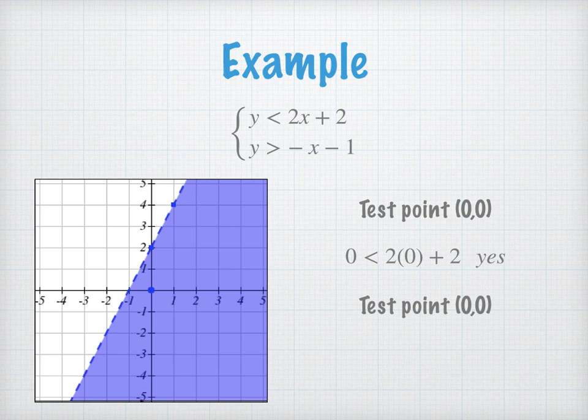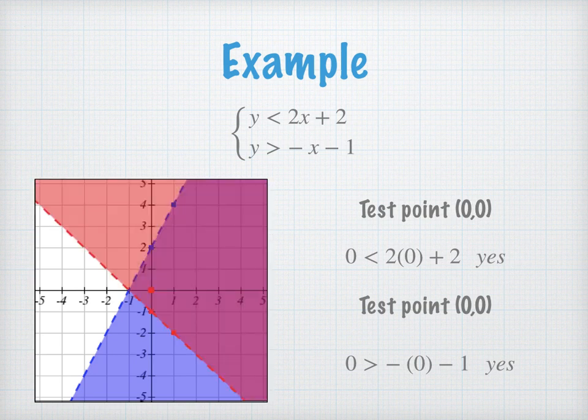So using the test point 0, 0 again with our other inequality, we see that this one also is true. So 0 is greater than negative 0 minus 1. So 0 is greater than negative 1. That's true. So we are going to graph our other line, select our test point again because that was a solution. And this is the graph of our solution.